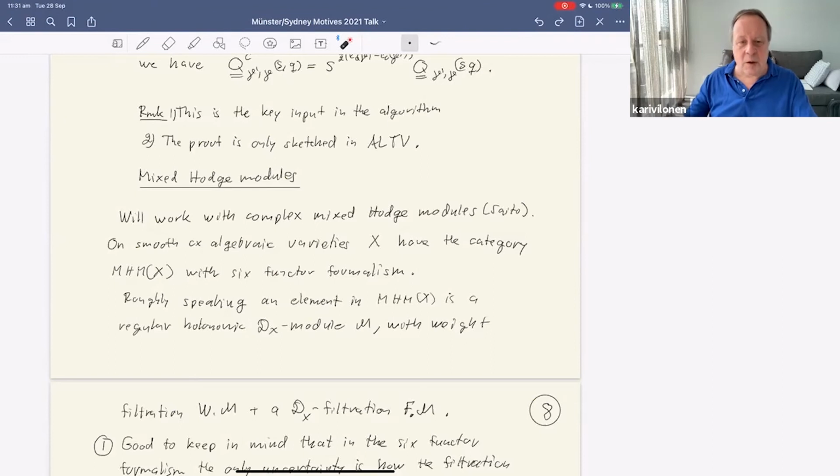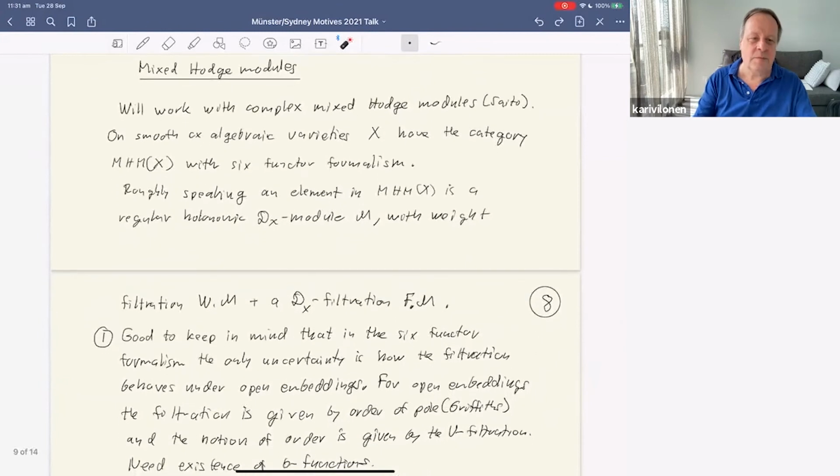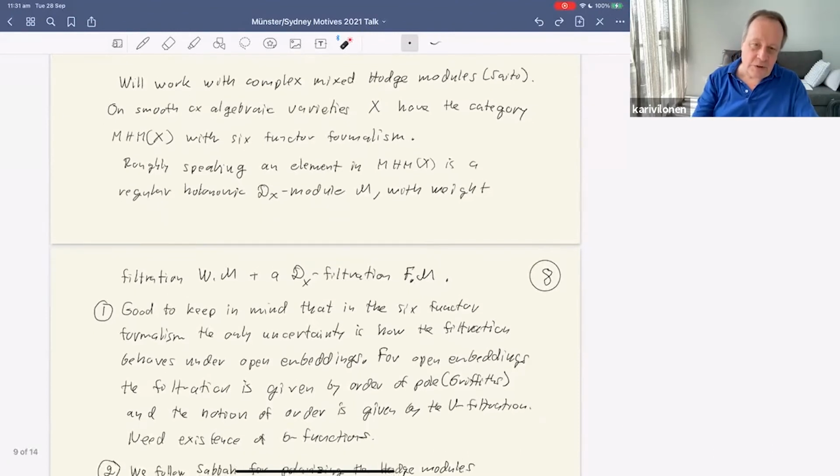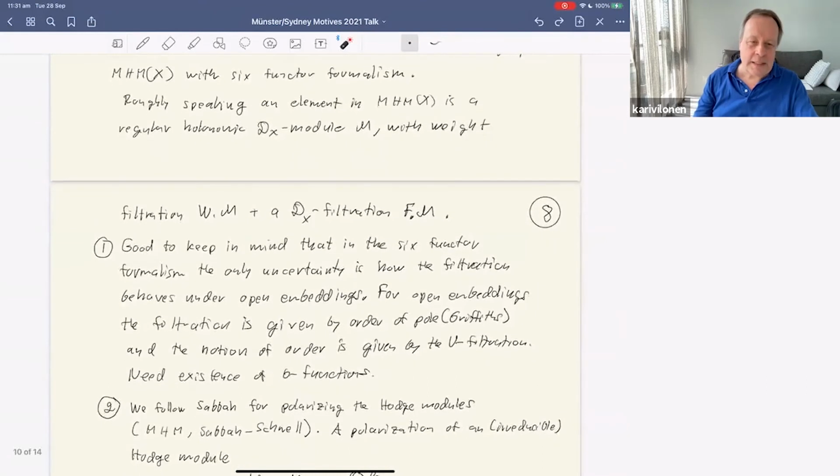Roughly speaking, an element in this category is a regular holonomic D-module with a weight filtration, and then a D_X filtration F, which is the Hodge filtration. It's good to keep in mind that in setting up the six functor formalism, there's only one functor where you have to say what happens, and this is what happens to the F filtration under open embeddings.